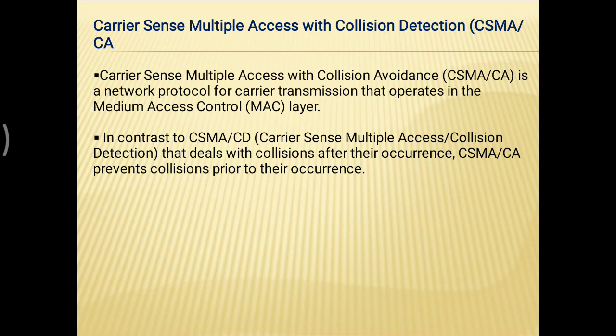CSMA/CA is used for wireless networks. In wireless networks, most of the energy is lost due to transmission, so collision detection is somewhat different. To avoid collisions in CSMA/CA, we mainly have three different types of strategies: IFS, contention window, and acknowledgement, which will be shown in the following flowchart.